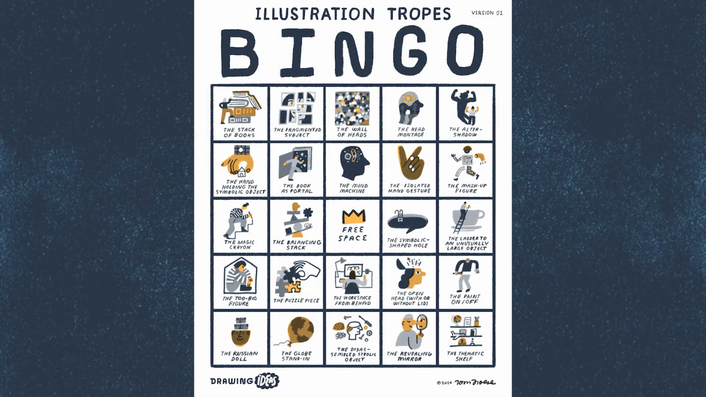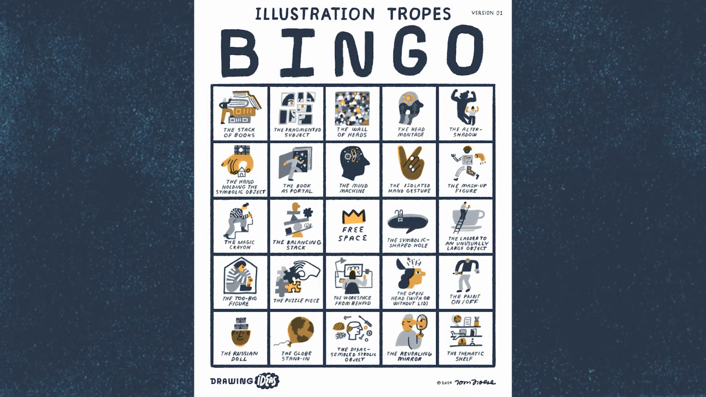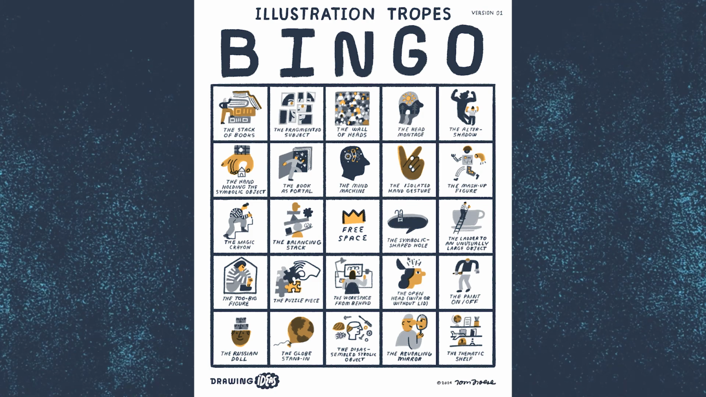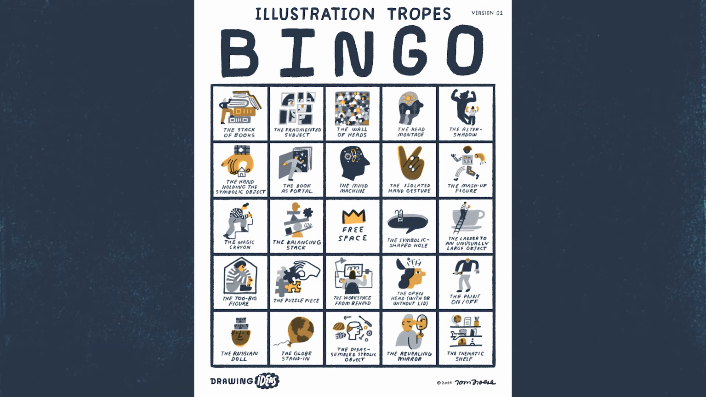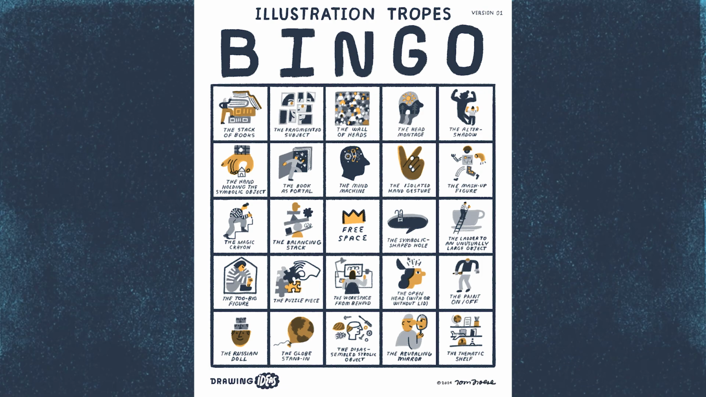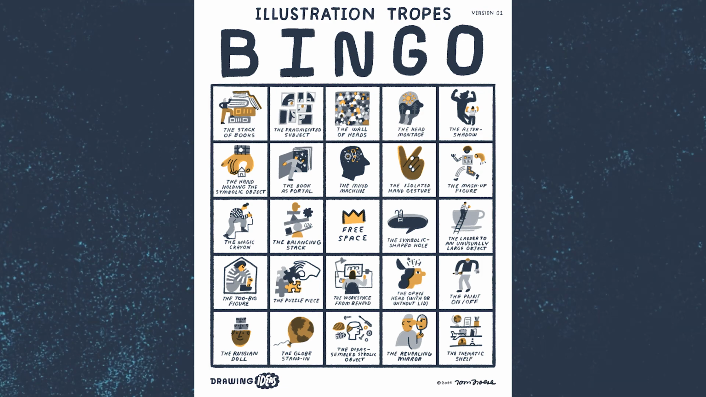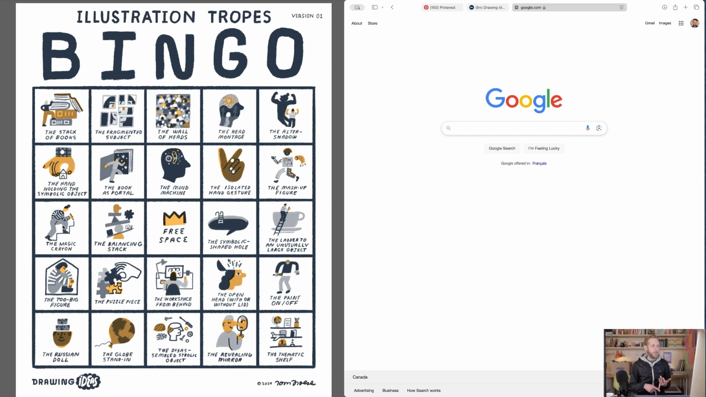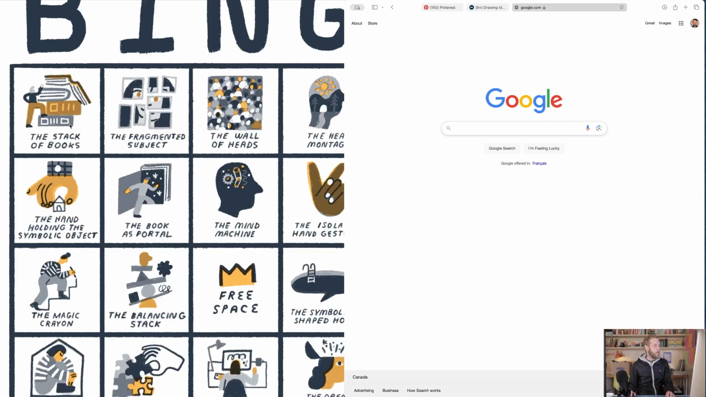And this is a bingo card, and instead of numbers, we have different little illustrations here. These are what I call illustration tropes. They're kind of like off-the-shelf ideas, or these ideas that you've seen 1,000 times, just played out in different ways, in different styles, and for different contexts. And so let's just zoom in here for a second and take a look at a few of them.